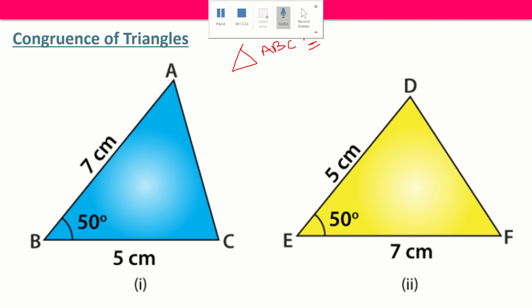Again here, you cannot take the triangle as DEF. Are you following? You cannot take triangle DEF. Observe carefully, very important thing: this is A, B and C. It is starting from 7 centimeters, at the middle 50 degrees, and it is closing at 5 centimeters. So here also observe carefully: from F onwards it is starting from 7 centimeters, at the middle it is 50 degrees, and it is passing 5 centimeters to D.